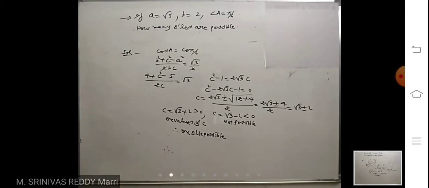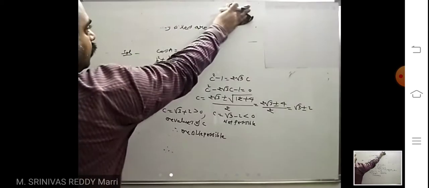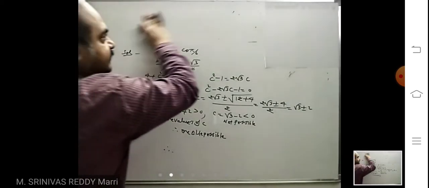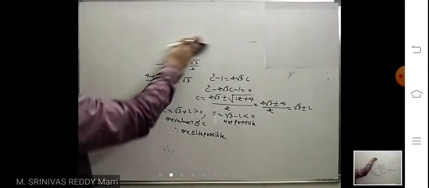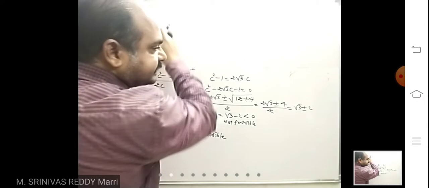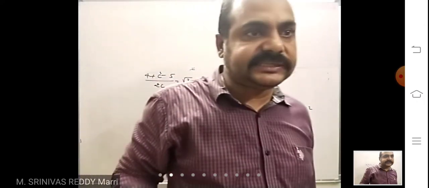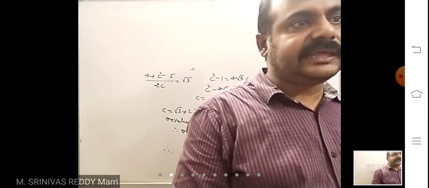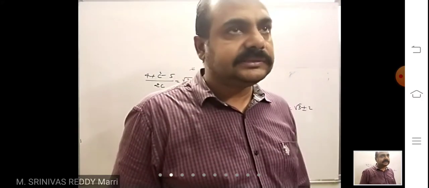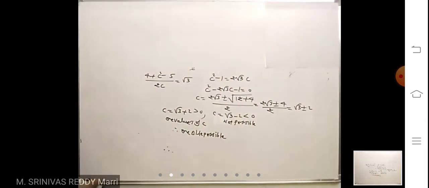Look at the next application. In some problems, he will give two values in the statement itself. That means he has already given that there are two values, so two roots will be there.